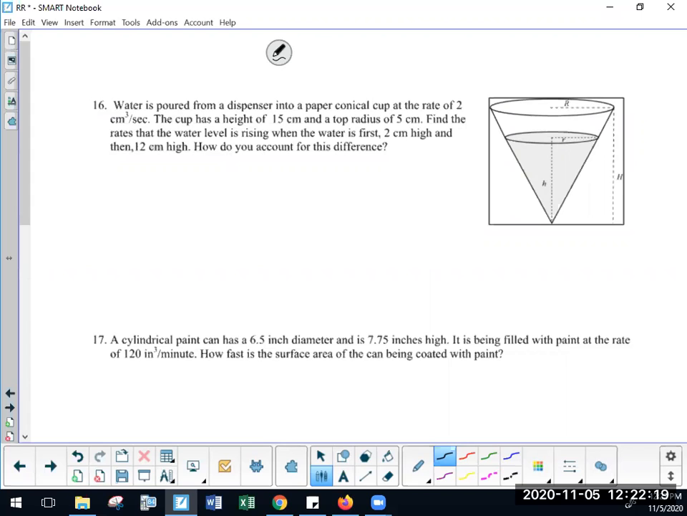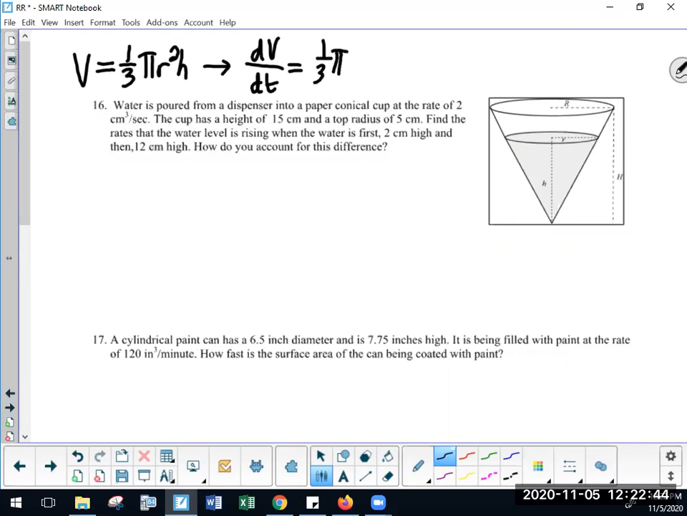Okay. So what are we thinking here? Well, we're pouring water into a cone, which to me sounds like volume. And the formula for volume is 1/3 pi r squared h. And the derivative of volume with respect to time is 1/3 pi r squared dH dt, plus 1/3 pi times 2RH dr dt. So that's one way you could do it.